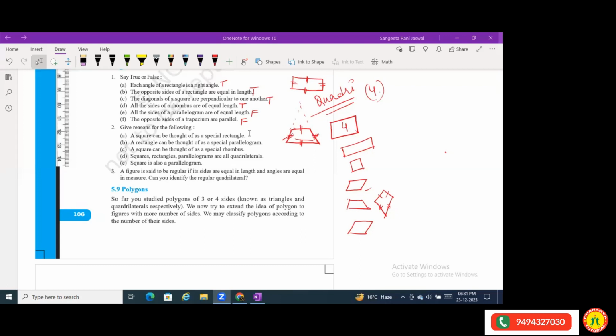Now D part. Squares, rectangles, parallelograms are all quadrilaterals. Are they? Ma'am, you didn't select anyone. Okay. Soumya, you tell me. Where is Soumya? Yes, ma'am. Soumya, tell me this. Squares, rectangles, parallelograms, are they all quadrilaterals?